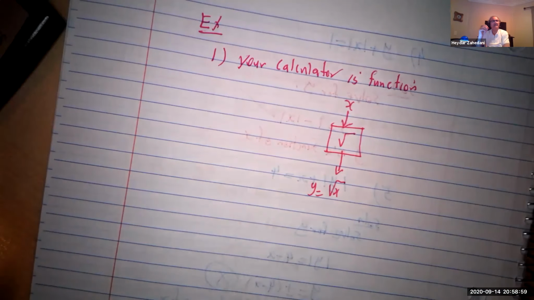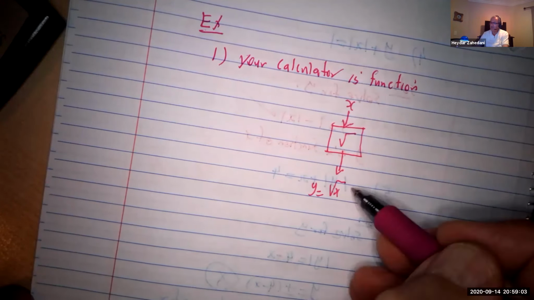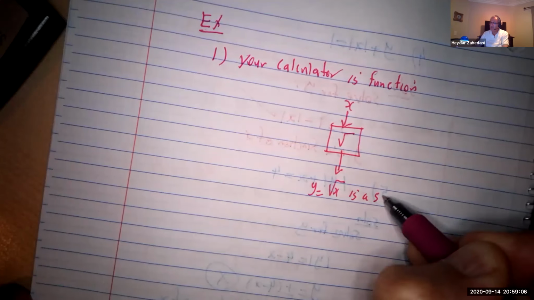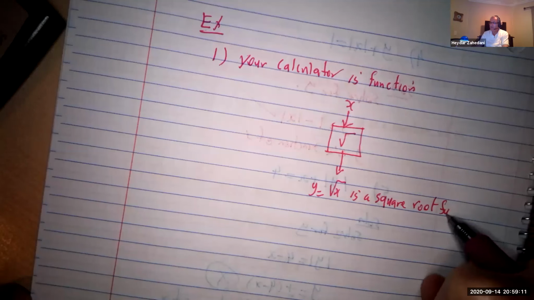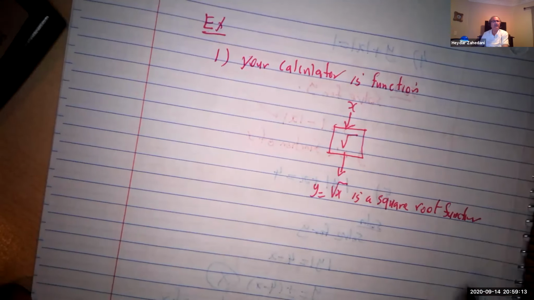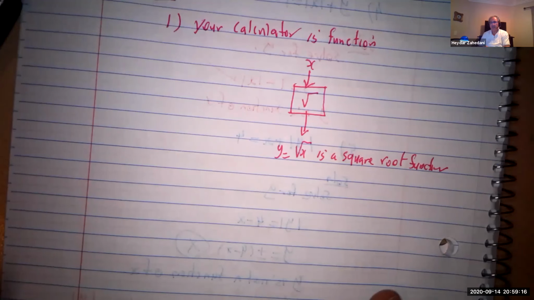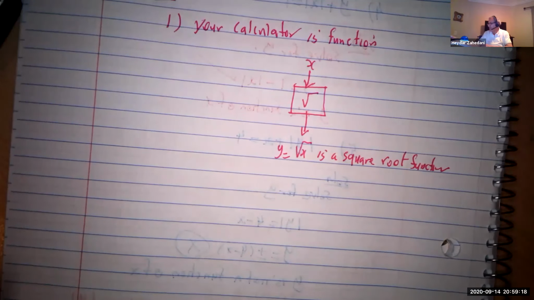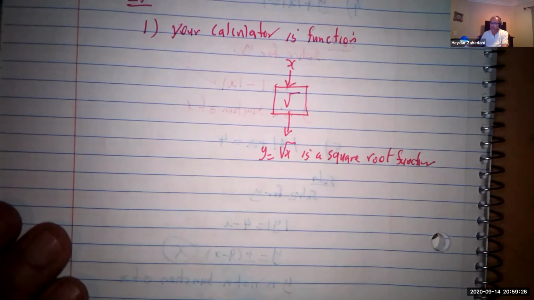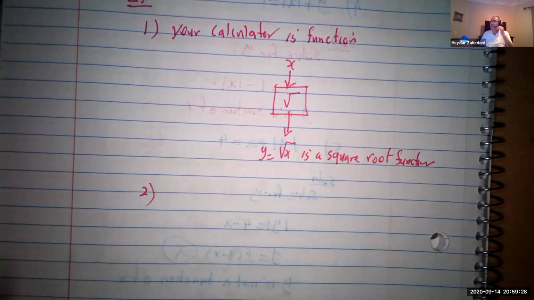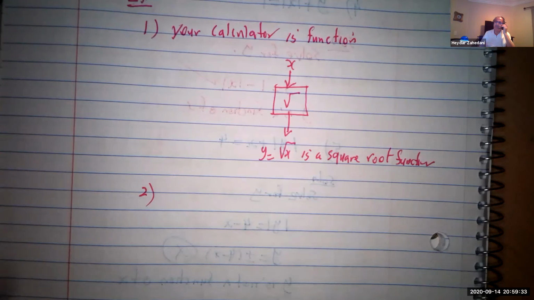You see, y equal to radical x is a function. We call it the square root function. So it depends what you click on, if you like. So your calculator is a function with several machines inside it. Okay, can you give us any example in everyday life? You think about it as a function.